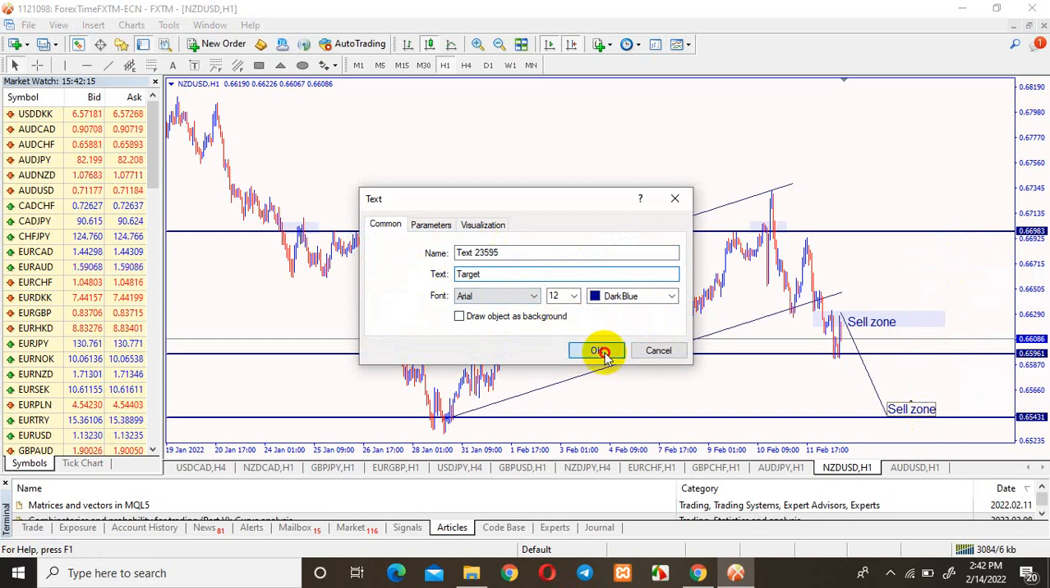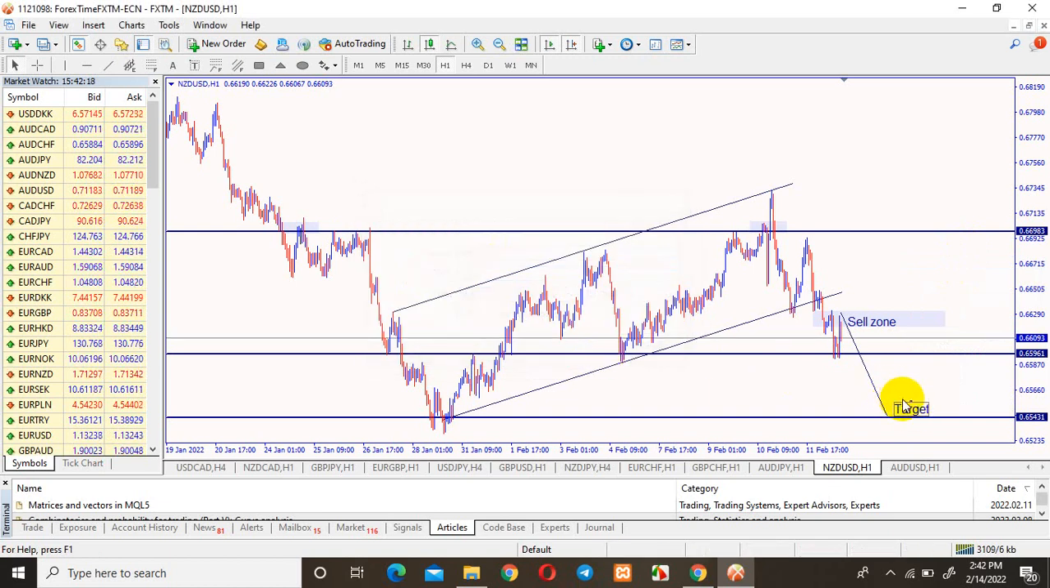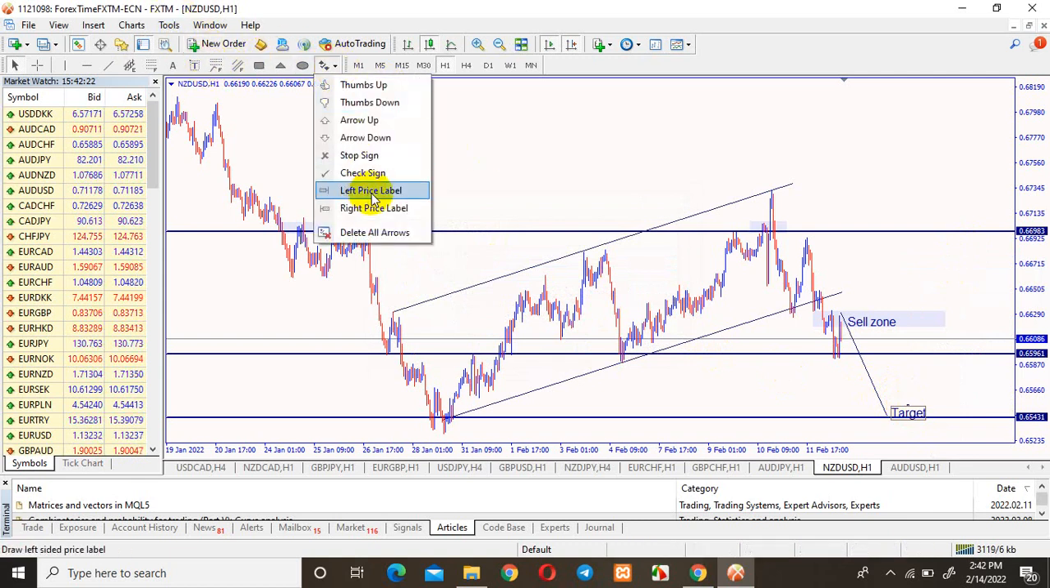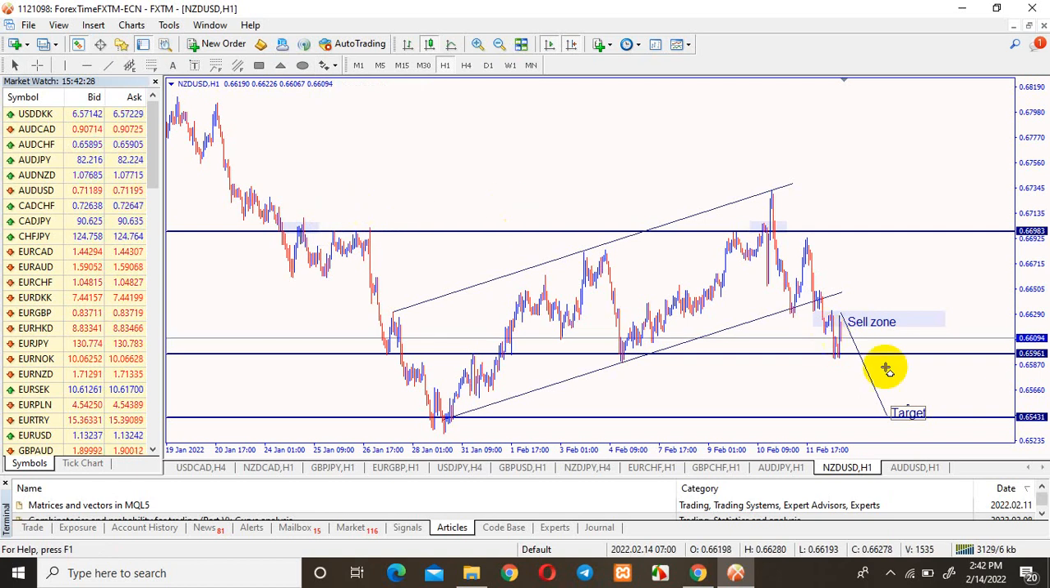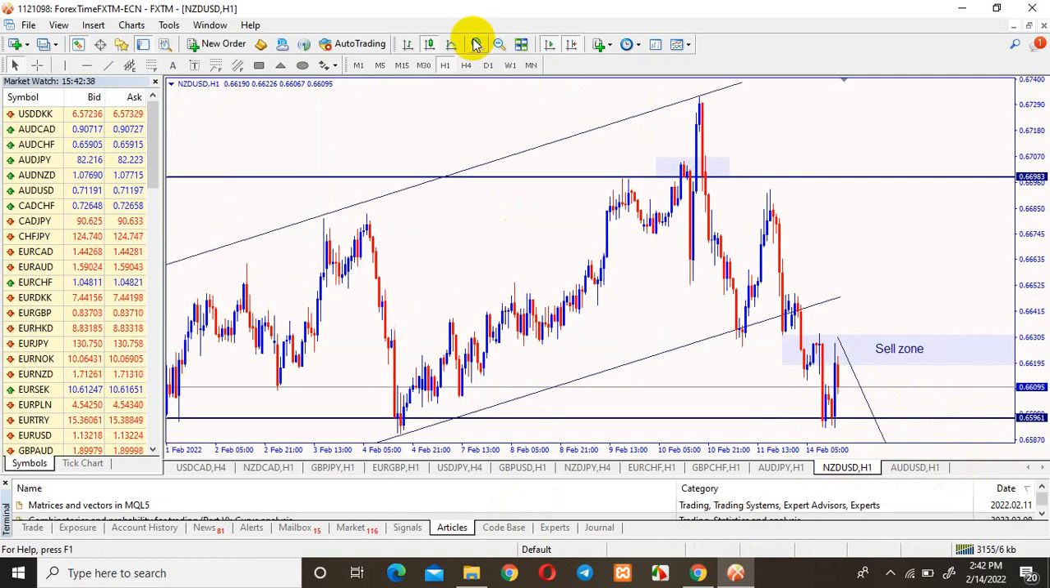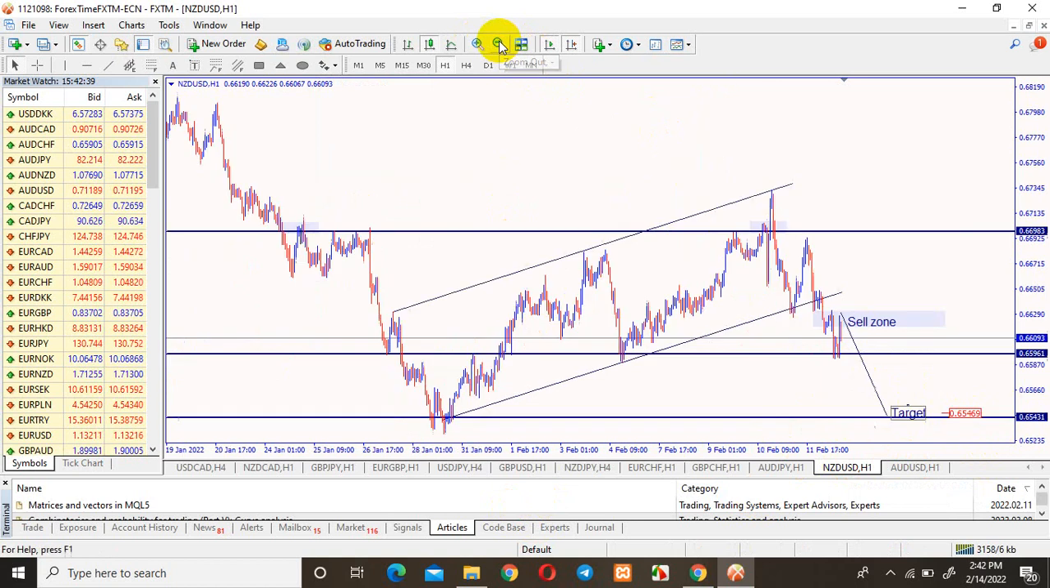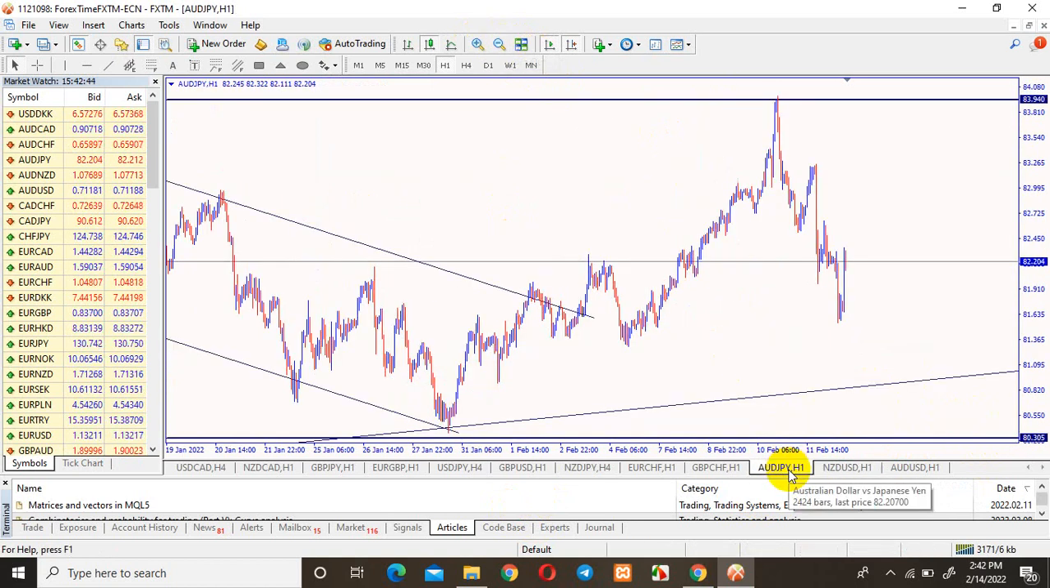So if we are currently on that price, our target profit should be around 0.6546. Okay, that is for NZD USD, already moving in that direction. Okay, let's go to AUD JPY.